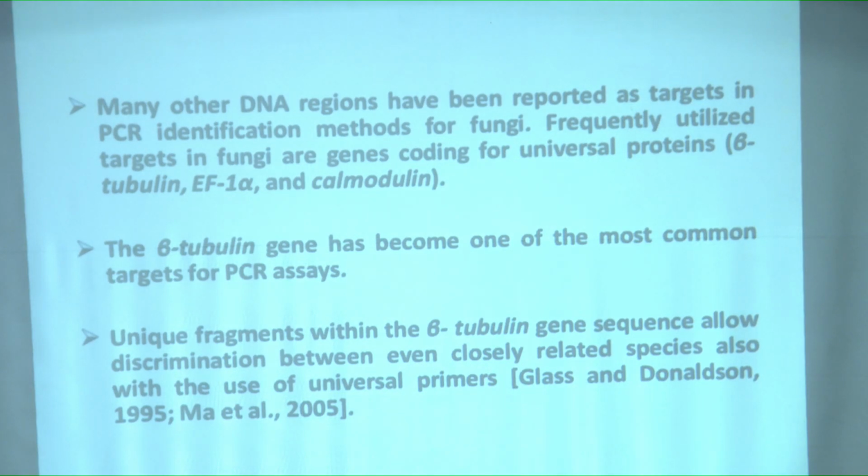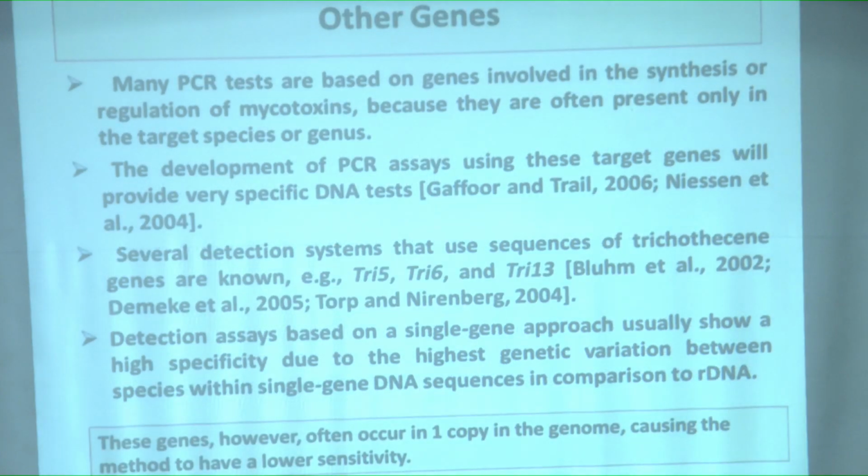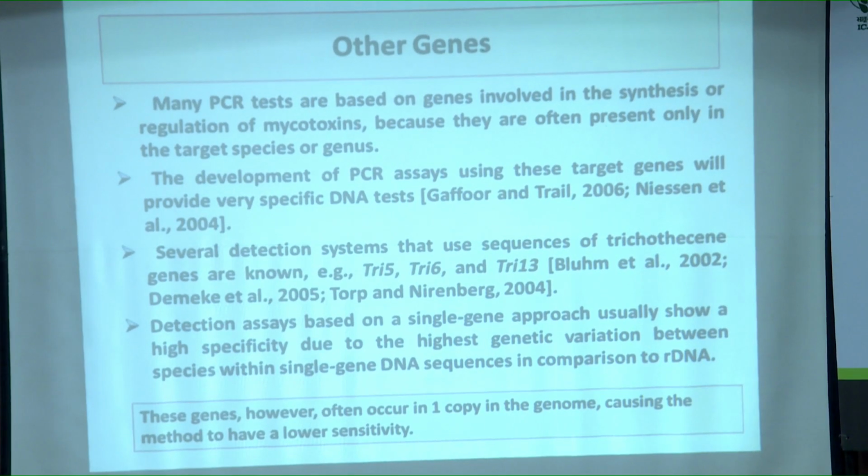Then apart from ITS, IGS and ribosomal genes, you can use many other DNA regions, like I told you: beta tubulin, EF 1 alpha, that is elongation factor 1 alpha, and calmodulin also for marker development. Beta tubulin is highly used for the development of markers. Further, you can take other specific genes. I have given you the example of Fusarium fusiculae, where you can take NRPS 31. Like that we have specific genes for particular genera and particular species, which you can take for the development of markers.